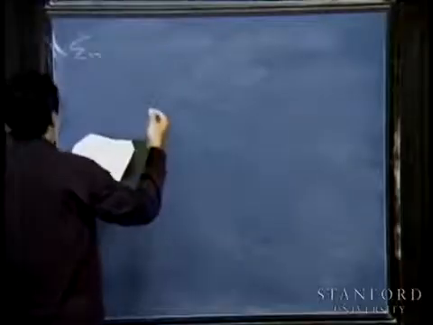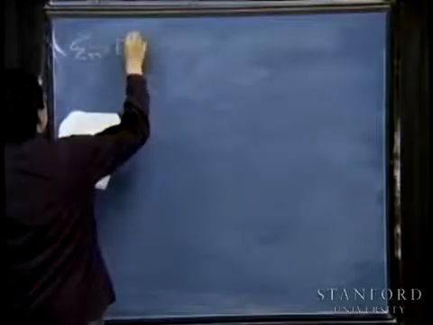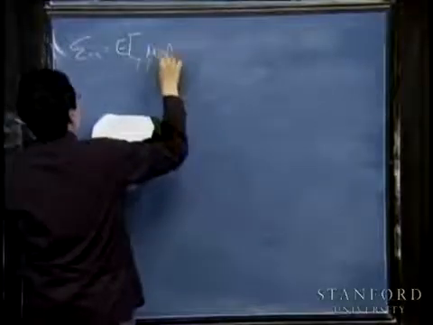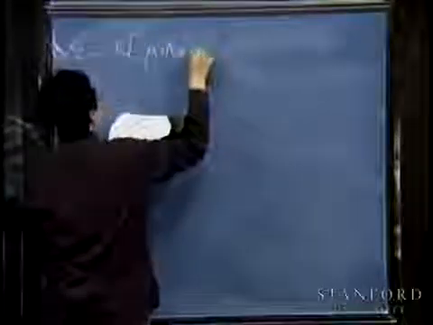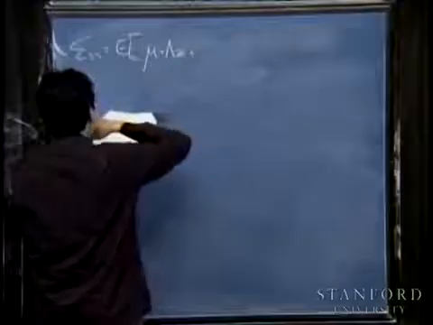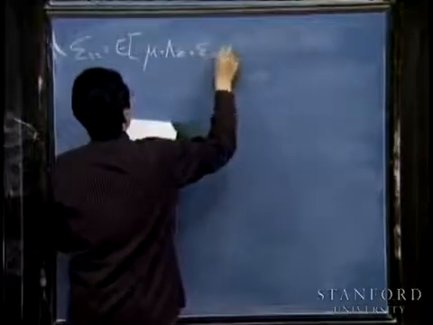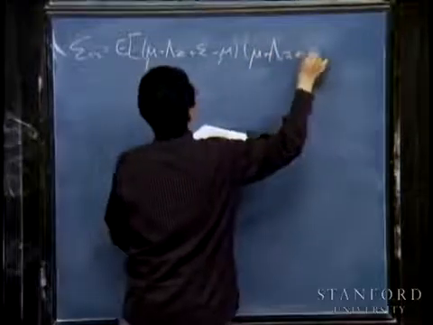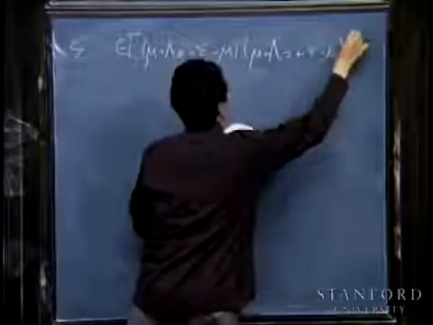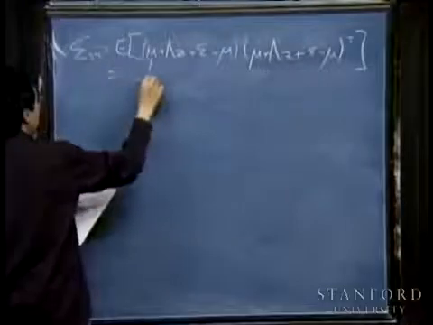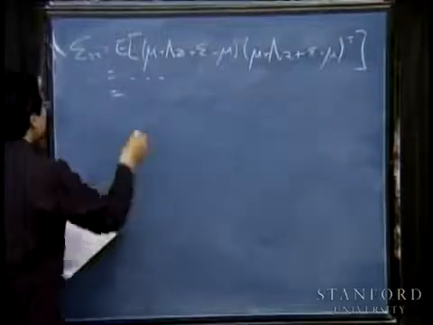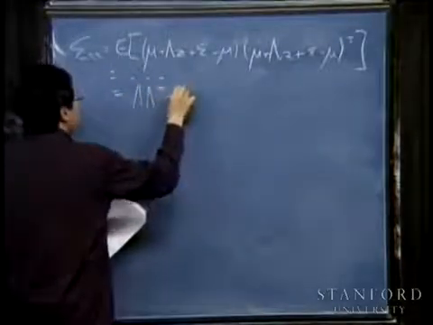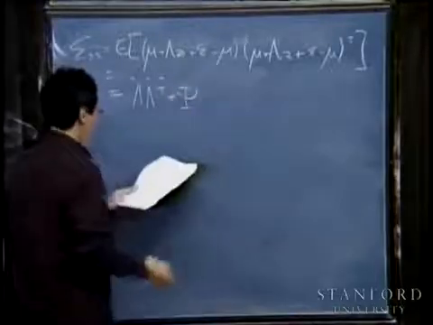So the final block is sigma 2, 2, which is equal to the expected value of mu plus lambda Z plus epsilon minus mu times the same thing transposed, right, which is equal to, and I won't do this, but this simplifies to lambda lambda transpose plus psi. Okay?